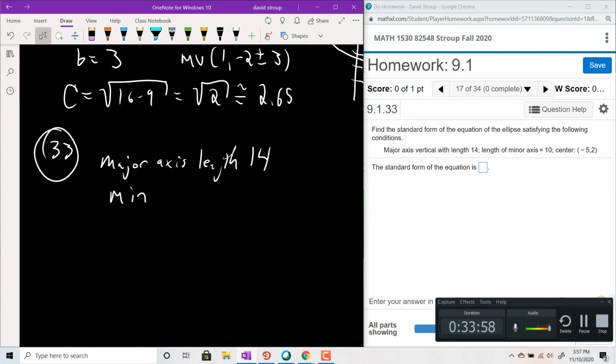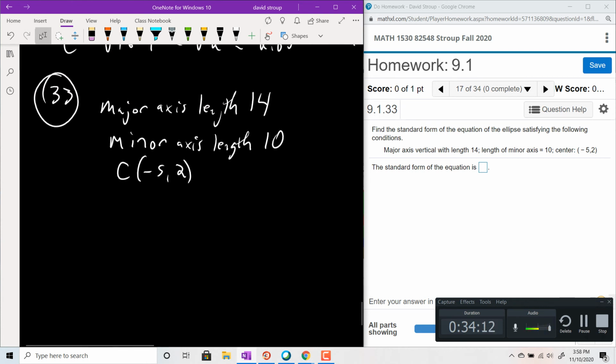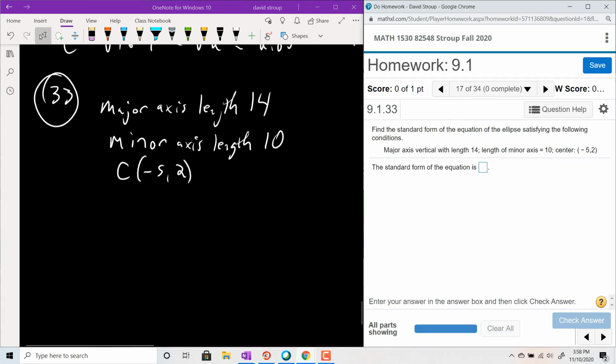The minor axis has length 10. And the center is at negative 5, comma 2. If you think about the orientation of this, thinking back to when we first originally defined everything, the major axis, it tells you the major axis is on the vertical axis here.